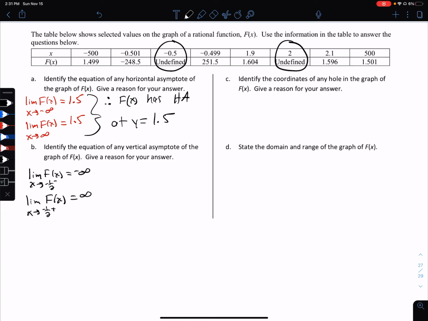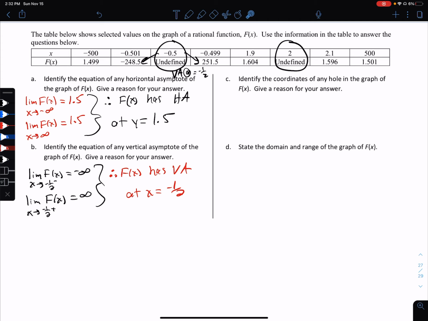So I'm concluding that this is a vertical asymptote here, specifically at negative 1/2. And that's because as we're approaching negative 1/2 from the left and the right, it looks like we're approaching negative infinity and positive infinity. So the conclusion that I can make from this is that this function, f of x, has a vertical asymptote at x equals negative 1/2.